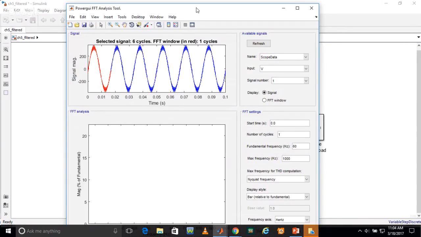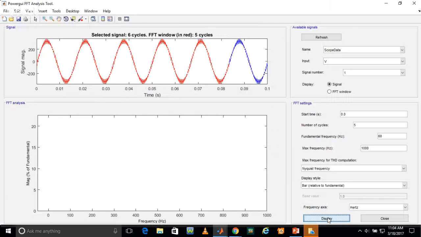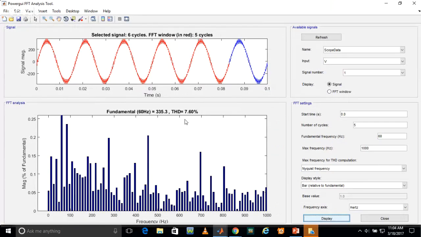The system is actually looking like this. The waveform is somewhat sinusoidal, right? By applying the LC filter, our waveform has improved. Again in this system, voltage is there, signal is 1, and we have to give number of cycles 5, maximum frequency should be 10,000, and then display. As you can see, the harmonics present in the signal is 7.60%. In the previous case, it was 98%, right? By using the LC filter, we have reduced it to 7.6%.